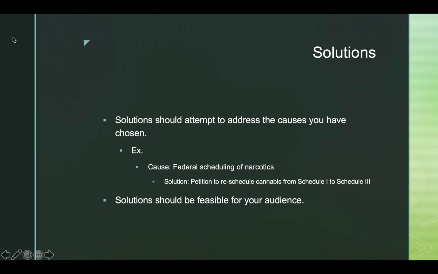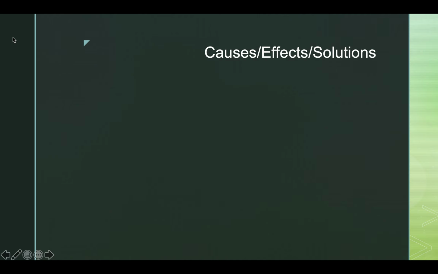So not only should your solutions address the causes that you have chosen and that you're presenting to your audience, but they should also be feasible for your audience to do. They should be things that your audience can likely do that same day, maybe. So if it's a petition, make it easy for them. Present them with a link, a QR code, something, a handout with information that they can use to help educate themselves or others about the topic that you're choosing. Make your solutions as easy for your audience as possible.